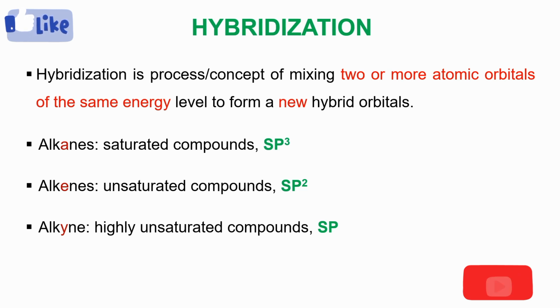An example is what we talk about in the saturated system of alkane. Alkane is going to have sp3, alkene sp2, alkyne is going to be sp. We are going to understand how this is formed in the next slide.